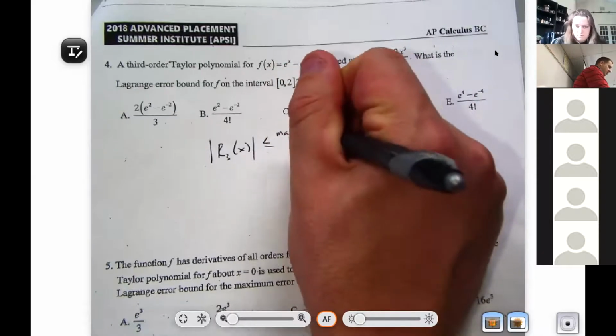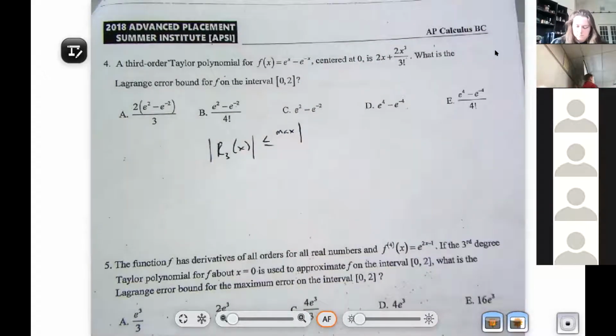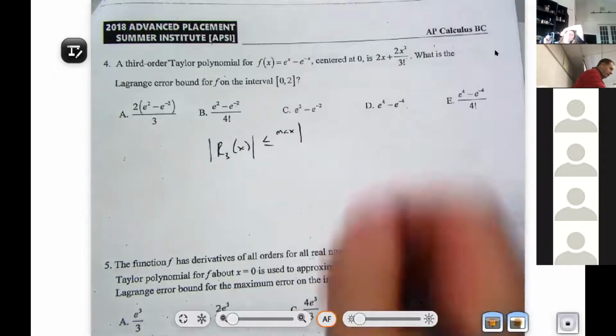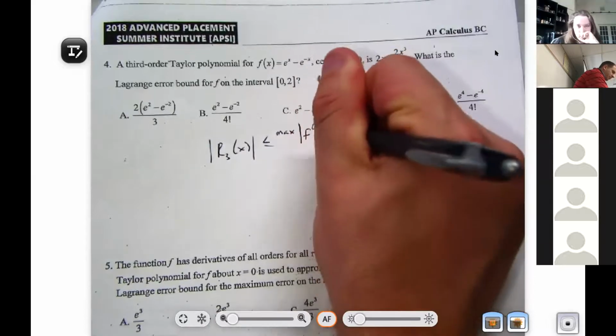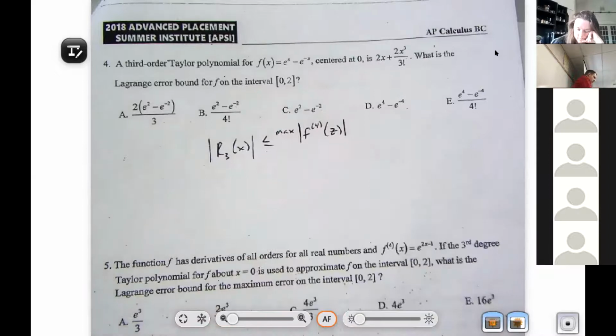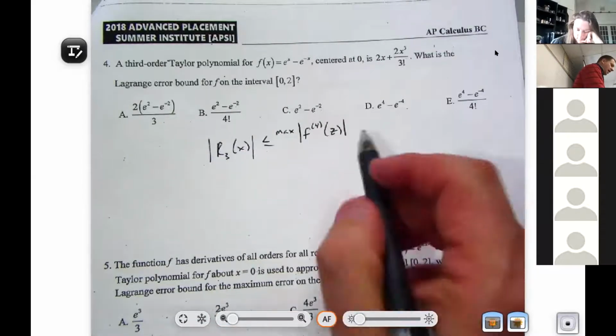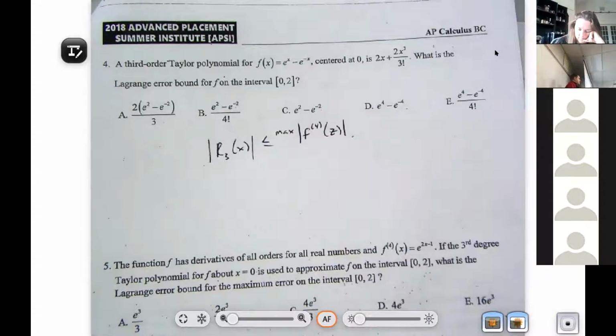of the absolute value. Well, if we're dealing with a third degree Taylor polynomial, that means all the stuff in our formula is going to be like 4. That's what all the n plus 1 means. So it's going to be the 4th derivative evaluated at z, which we'll talk about. Now, it would be times the absolute value of x minus c to the 4th.